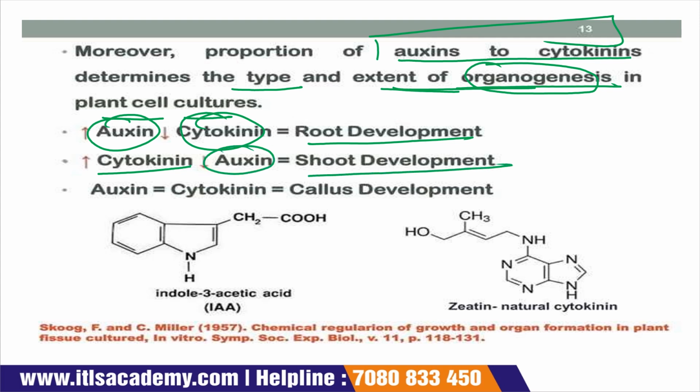When the concentrations of auxin and cytokinin are the same, then callus is developed. Callus is developed when the concentration of auxin and cytokinin are equal. Now this is the first diagram. You see that it is indole-3-acetic acid. This is zeatin, a natural cytokinin.